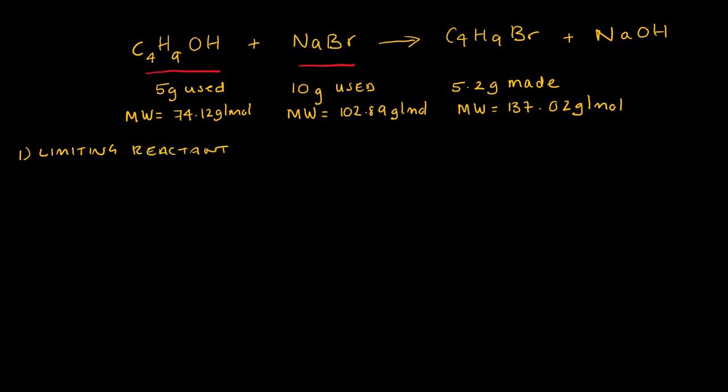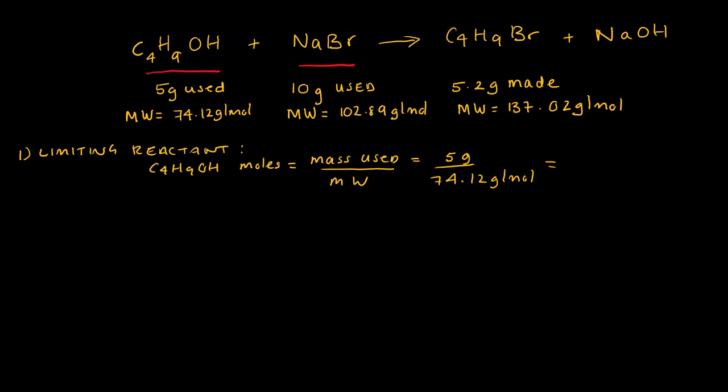Both of these are solids, so we don't have to do any density conversions or anything like that. We can just determine the number of moles of each. So for C4H9OH, to find out the number of moles, we say moles is equal to mass used divided by its molar mass or its molecular weight. So that is the same as saying 5 grams divided by 74.12 grams per mole. And that will give us 0.067 moles.